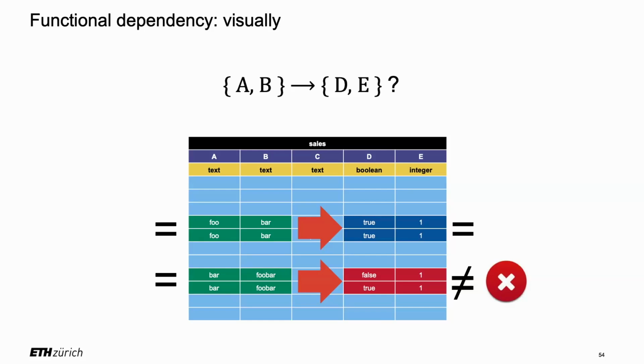Is there a question? Yes. So could we have true and one also for bar? Yes, absolutely. That's totally fine. All we are saying is that if it matches on A and B, it matches on D and E. You could absolutely have the same values for D and E, even for different values on A and B. That's totally fine. If I want to use a scary mathematical name, the function might not be injective, and that's fine.